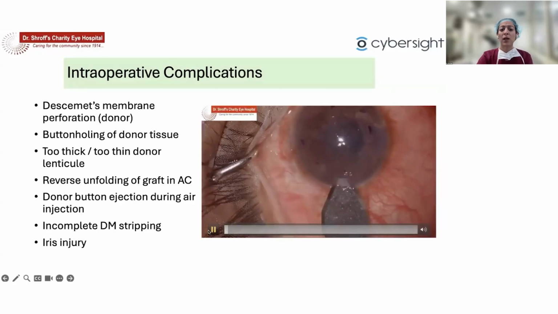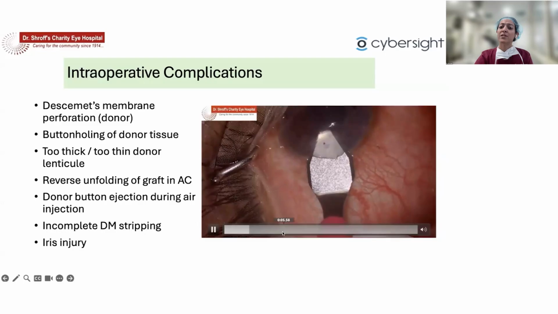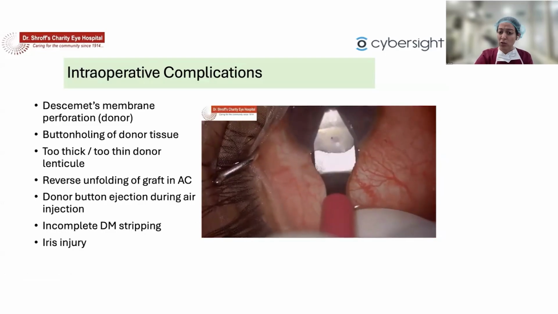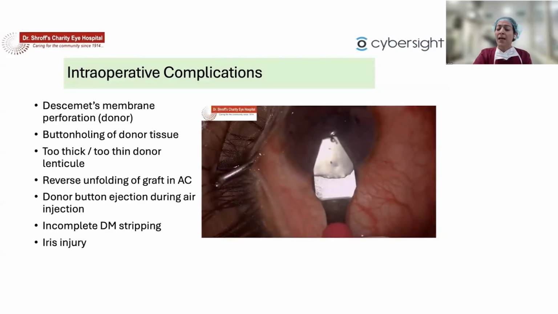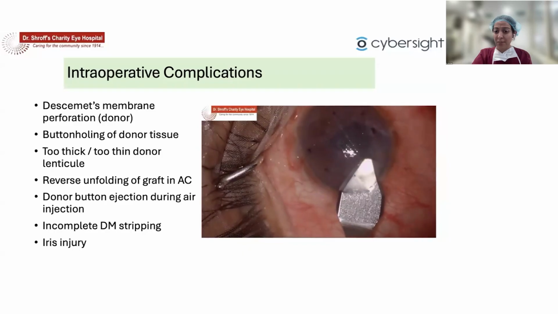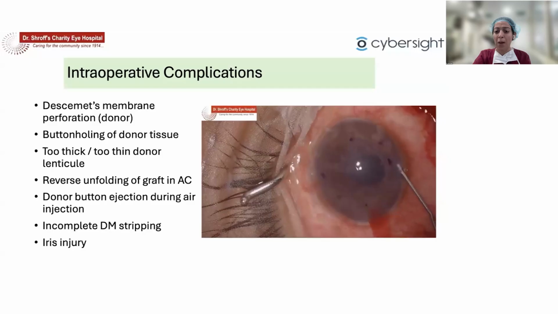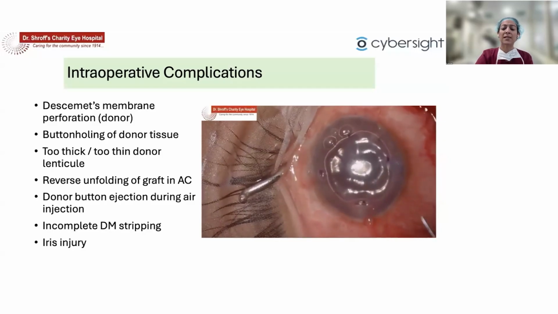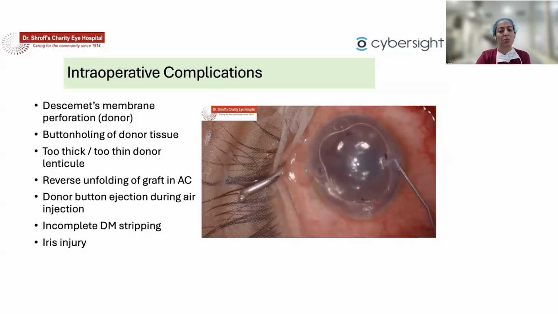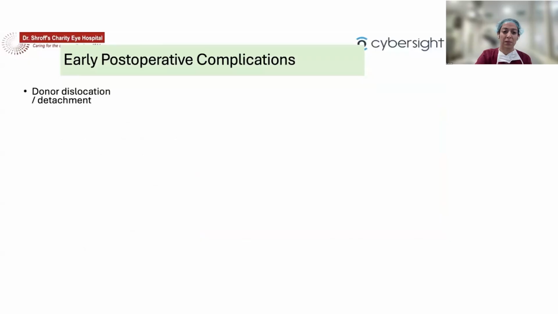Like one of our residents, while doing this DSAEK, inadvertently, while enlarging the incision for the tissue injection, happened to injure the iris, and you see there is a profuse iris bleed. It is important to not panic, and this is not a reason to abandon the surgery either. Put in a tight air fill, do the graft preparation. By the time you come back, the blood would have stopped.